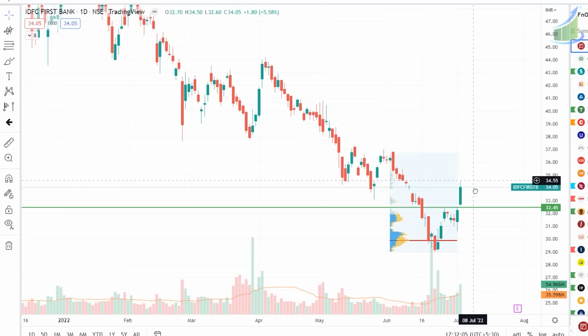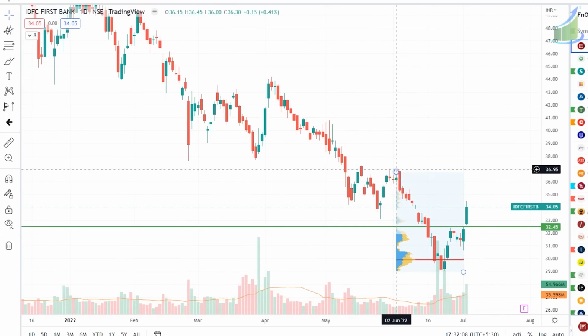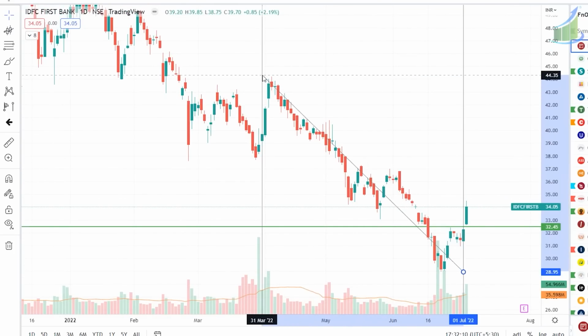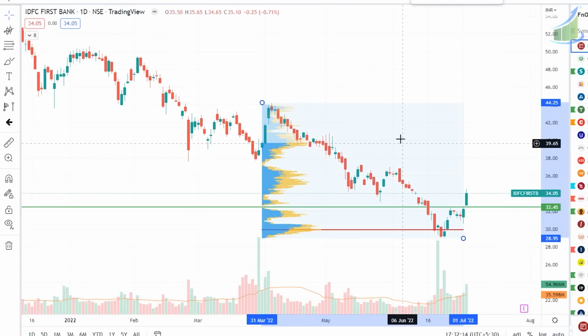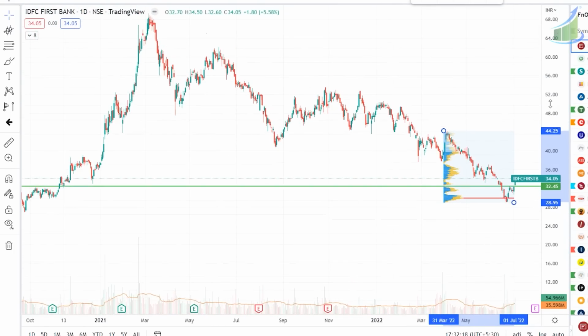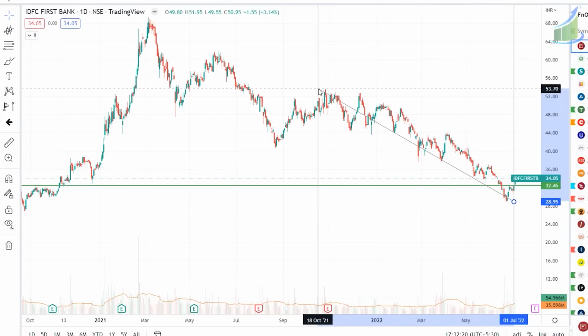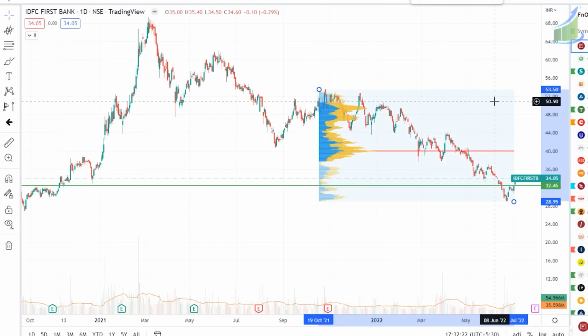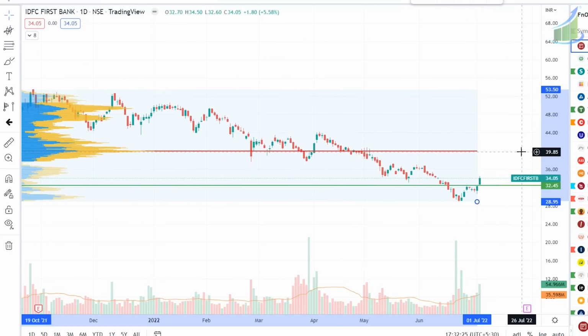Now the question comes, how do I know till what point I need to hold this? Where could be the resistance? So what I'm going to do is take it back from wherever the selling started. From wherever the selling started, I'm going to pull it back to that point, and we'll see what happens. Now this is going to be the resistance.